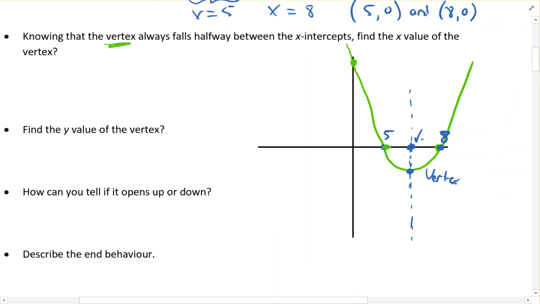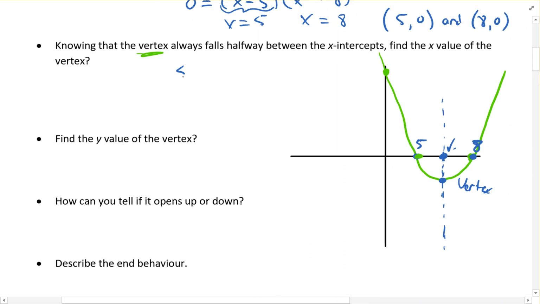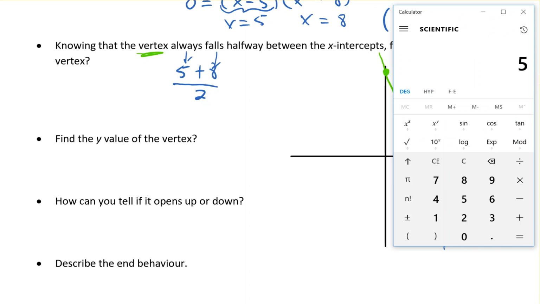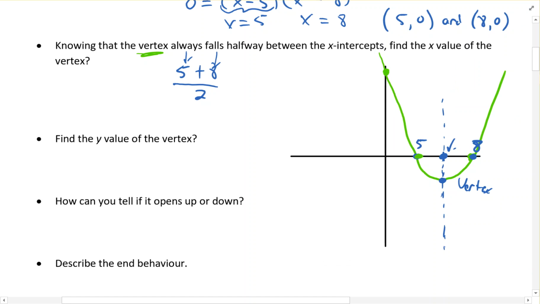If you're not sure about that, just go 5 plus 8 and then divide it by 2. You're really finding the average between those two numbers, right? If you have two numbers, you add them together and then divide by however many numbers there are, that's giving you the average. So we're just going to go 5 plus 8 divided by 2. So 6.5. Okay, so that's the x value.